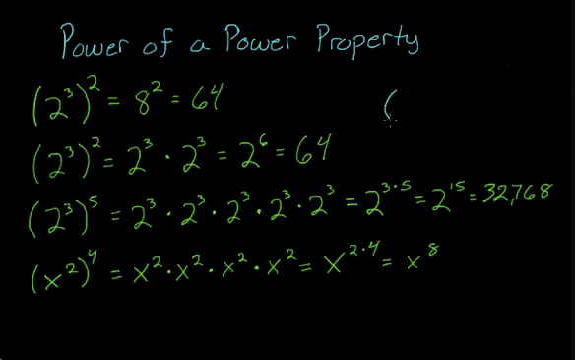If we have a value a and we raise it to the nth power, and then we raise that to the mth power, then we can simplify that by saying a is raised to the new power n times m. And that is our power of a power property.